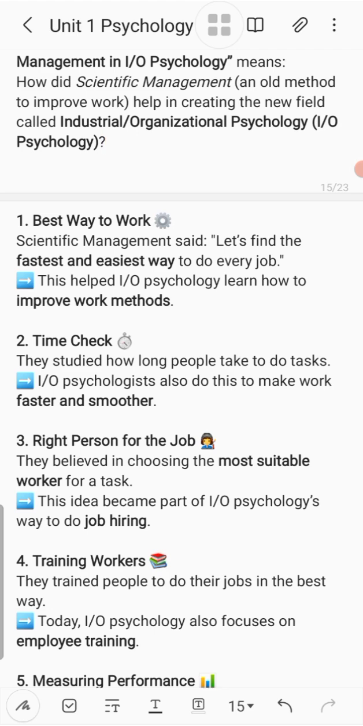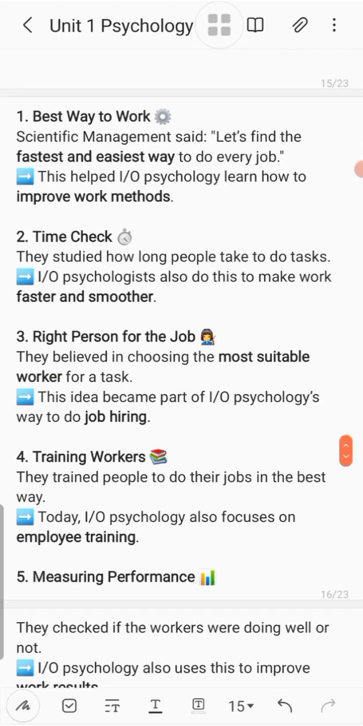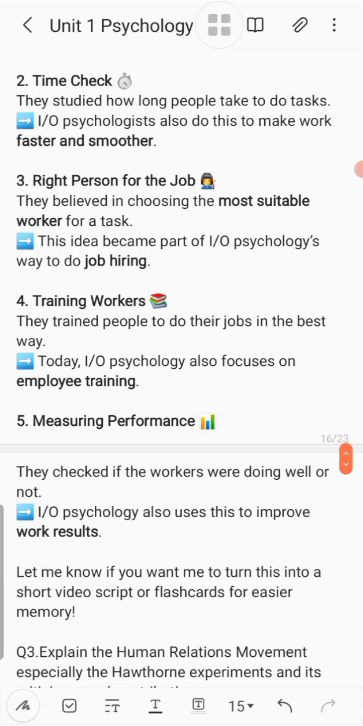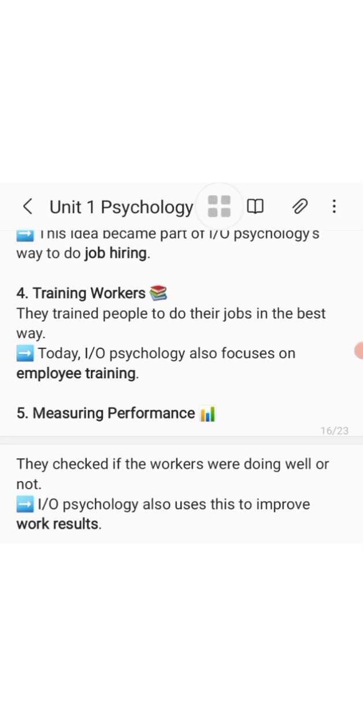Right person for the job. They believed in choosing the most suitable worker for a task. This idea became part of industrial psychologists' way to do job hiring. Training workers. They trained people to do their jobs in the best way. Today, industrial psychology also focuses on employee training. Fifth, measuring performance. They checked if the workers were doing well or not. Industrial psychology also uses this to improve work results.